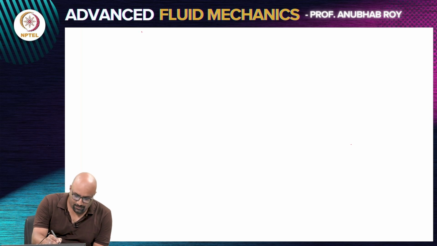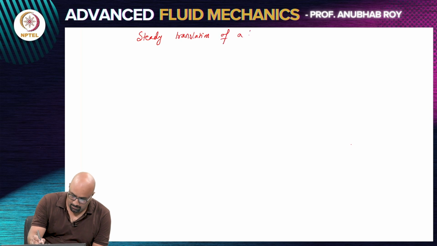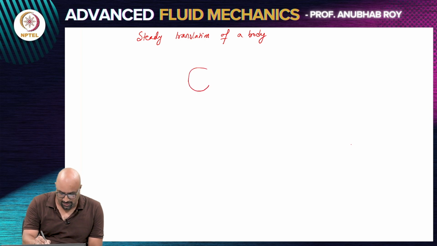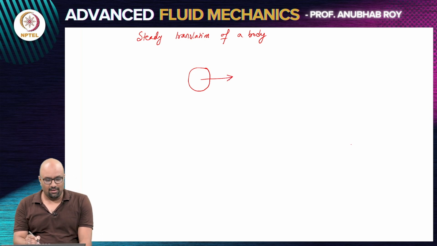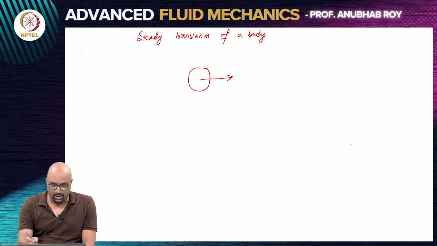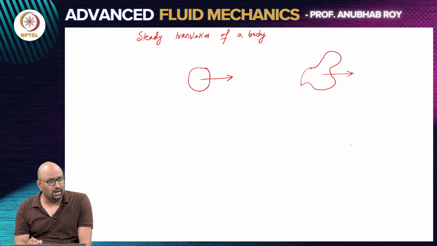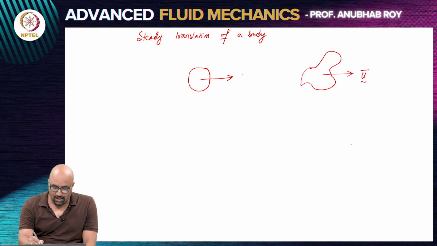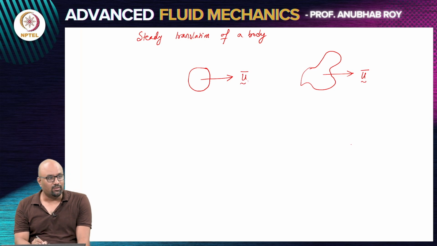So if I have steady translation of an object, so the body is translating, you could also have a flow past a body. If you have a body that is translating, the body could be circular in shape, the body could be any other weird kind of a shape. The body need not necessarily be 2-dimensional, the body could also be 3-dimensional. So what would be the drag on the object? I'll put u bar as the speed with which the body is actually moving.